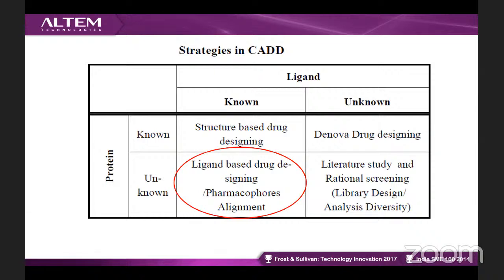I have synthesized my molecules. I know which drug target I'm going to use, maybe cancer, Alzheimer's, or Parkinson's, whatever it is. Then that technique we call structure-based drug designing.